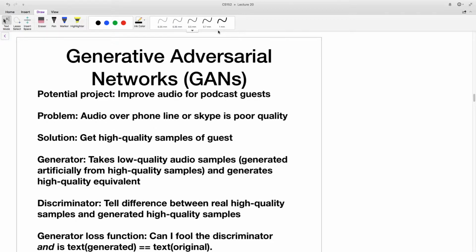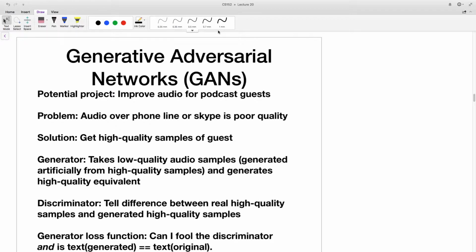So one approach is to get some high quality samples of the guest. You get your guest and you say beforehand, hey, read me the phone book or part of the phone book or something, so I get some high quality audio and send me that. And then the generator is going to take low quality audio samples. So this is its input. Its input is not random stuff. It is low quality audio samples. Where do we get them? We can generate them artificially, possibly from high quality samples, or we can just go ahead and use stuff we get from our actual low quality audio.